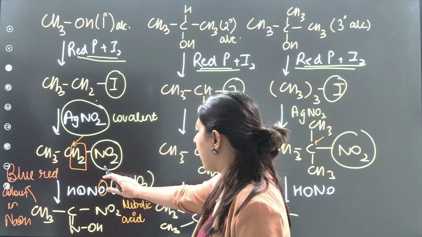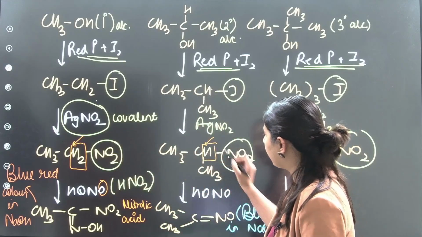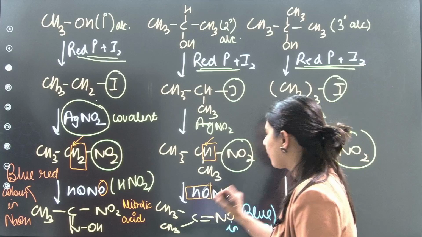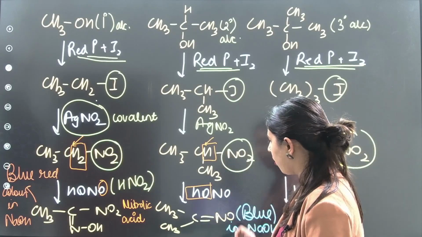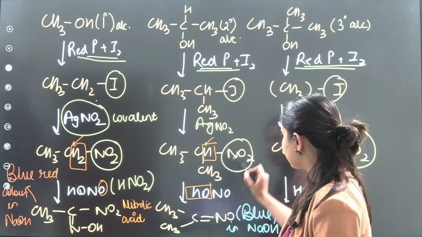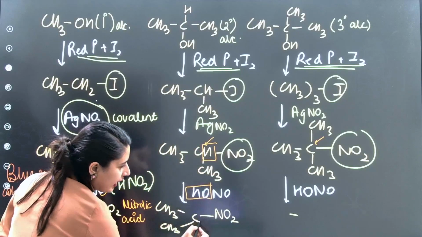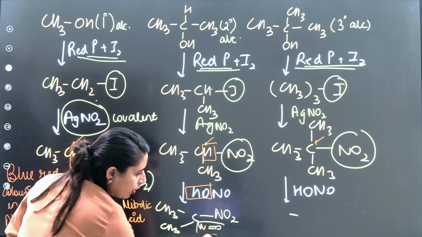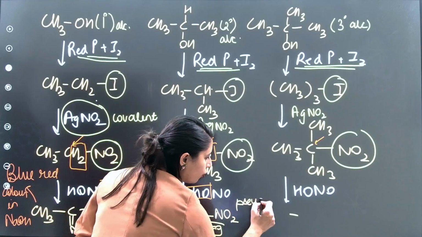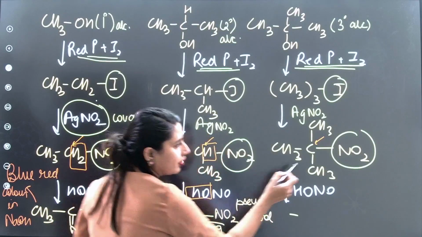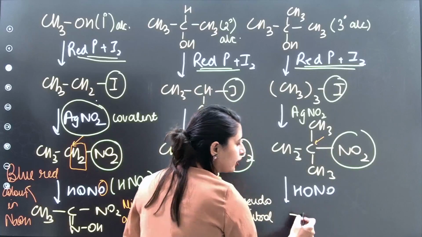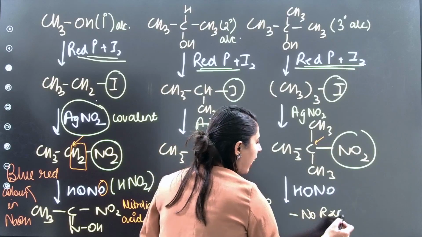Now, here you have just one hydrogen, but don't worry, in nitrous acid you have OH, so remove H2O. So what do you end up getting? You get this nitro group as it is, and here you can add NO, N double bond O. So this is called pseudo-nitrole. But here because you do not have any hydrogen, what will you remove? Nothing, so no reaction happens here.